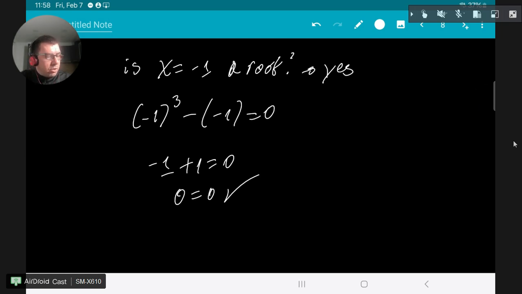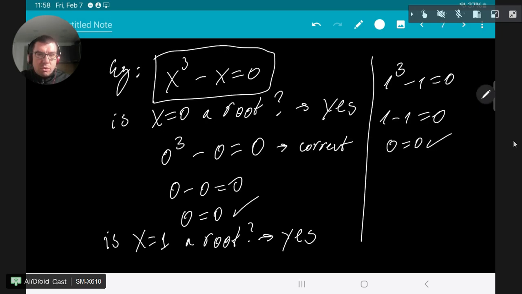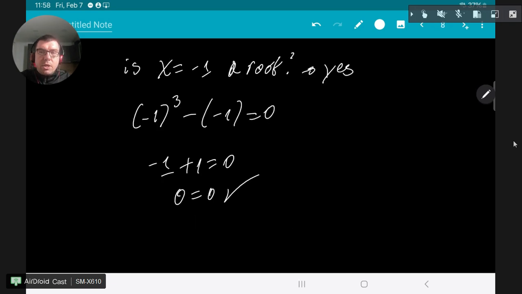So far I found 3 roots. x equals 0 is a root. x equals 1 is a root. And then x equals minus 1 is also a root. Okay? I can check, for example, for other numbers.